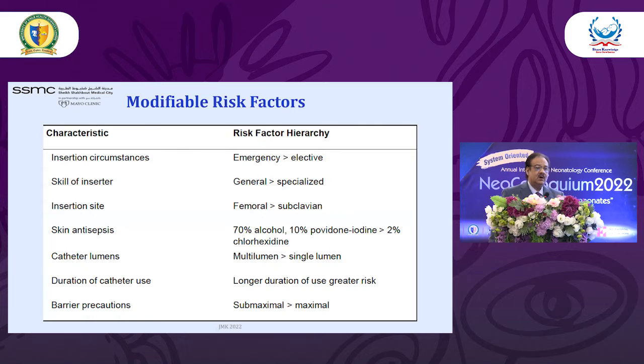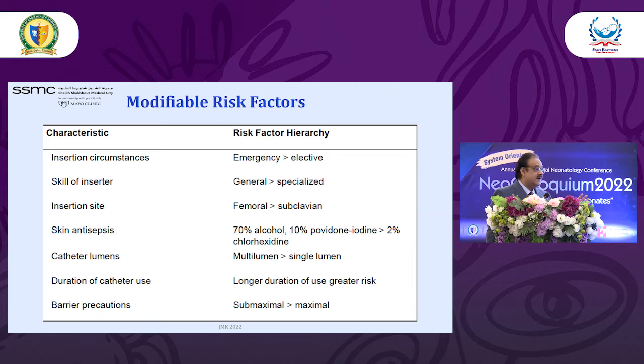Now, what is the modifiable risk factor? That's I am talking that what we can do. Insertion circumstances, just clean it, as Dr. Irfan said to you. Skill of inserter. So these type of workshop is very helpful. You take a command on it, and it will reduce the chance of infection, insertion site, skin antisepsis, catheter lumens, duration of the catheter, and the barrier precautions.